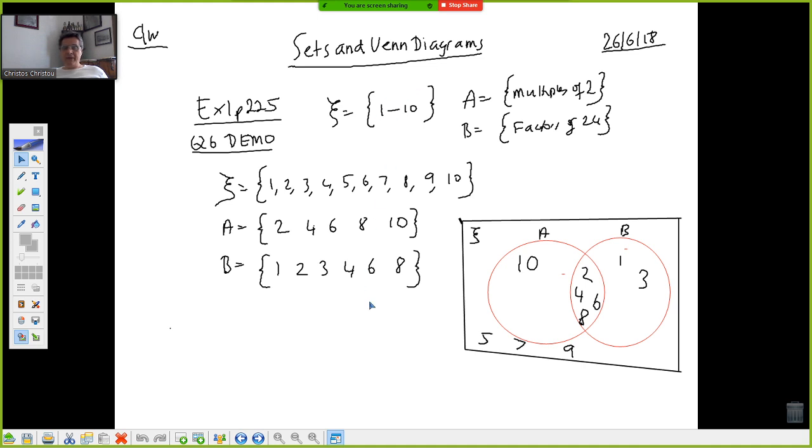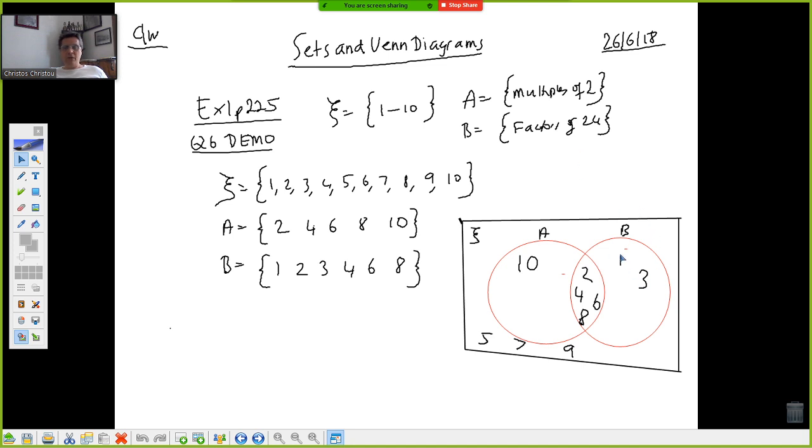Now, the numbers which belong to both sets, A and B, go into this region called the intersection. So 2, 4, 6 and 8 are both multiples of 2 and factors of 24. This 10 is part of the wider set A, a multiple of 2, but clearly is not a factor of 24, because 10 does not divide into 24 exactly. In fact, it will give us a remainder of 4, which is not what we want.